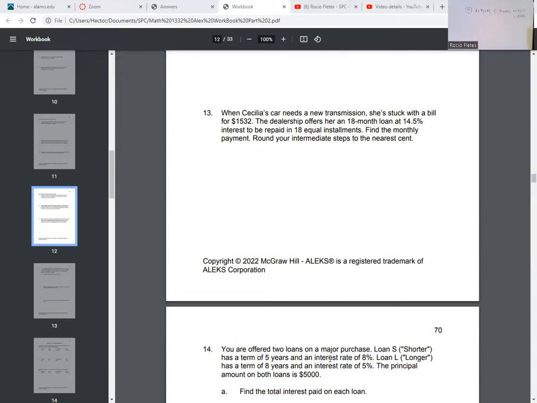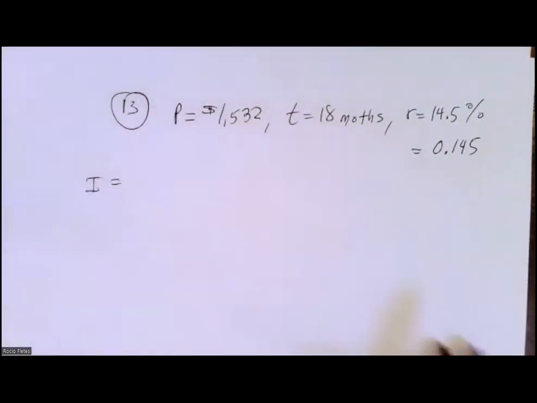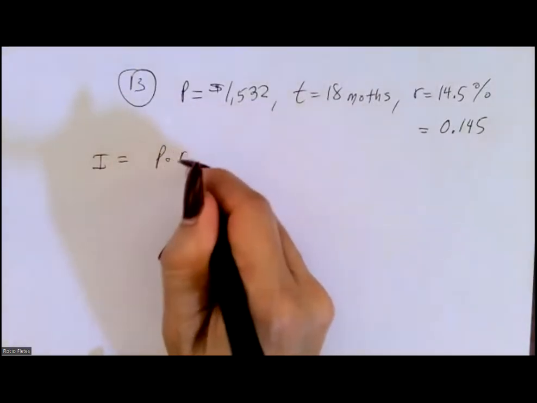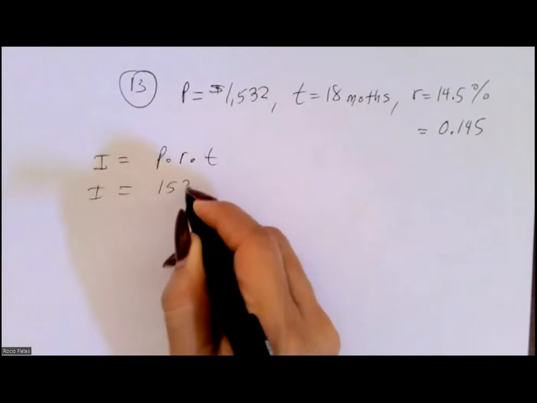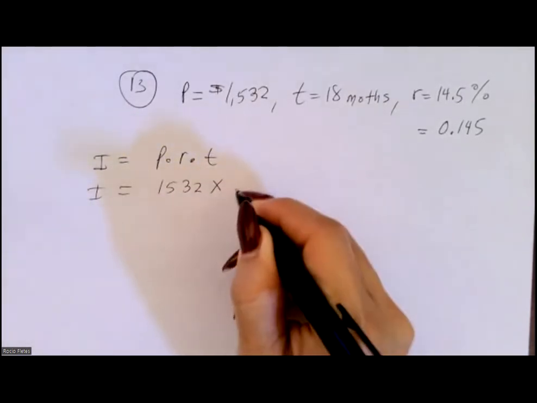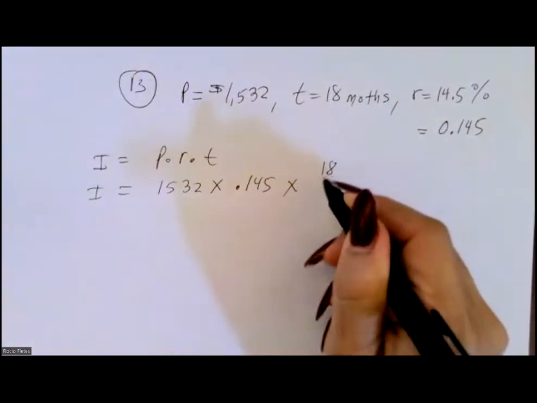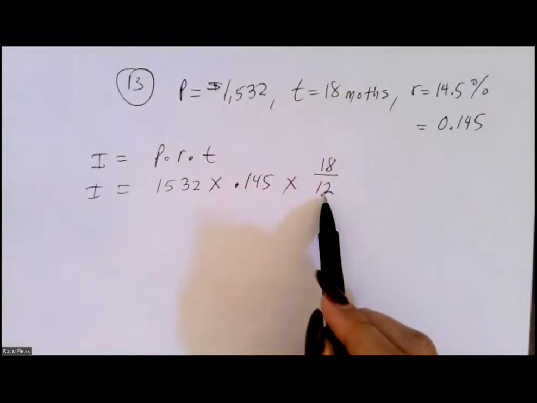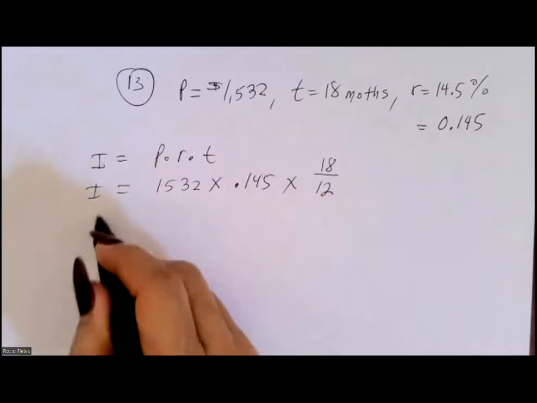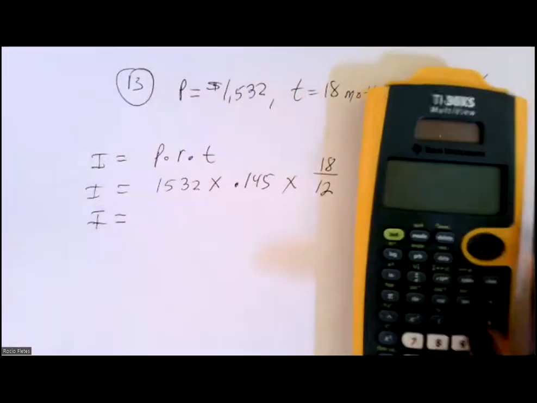All right, let me stop sharing here. Okay, so I'm going to plug in the formula. I equals P times R times T. The principal is 1,532. The interest rate is 0.145 and the time is 18 months, so you write 18 divided by 12, because there are 12 months in a year. You have to convert to years. And then you multiply all of that.